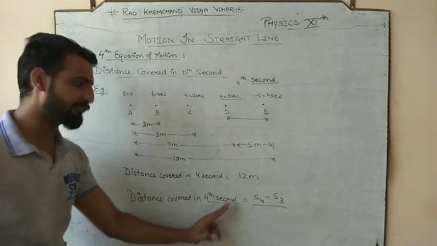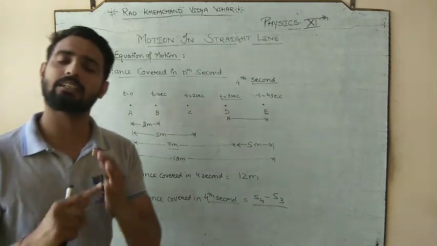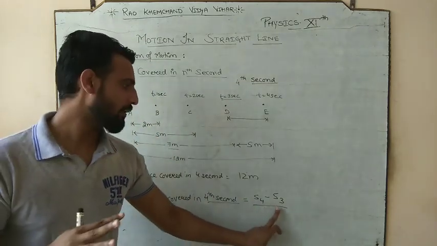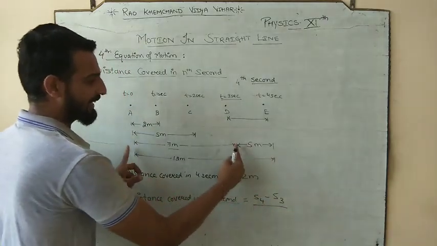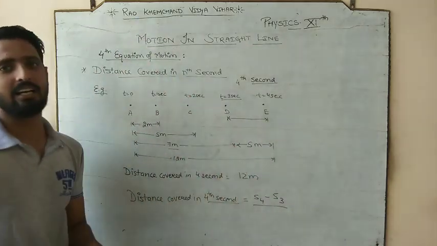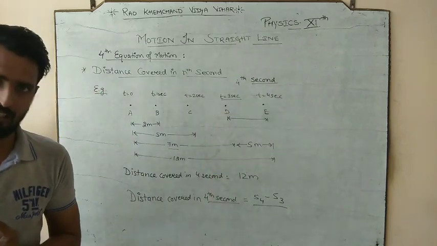Distance covered in the 4th second, चौथे सेकंड में कितना डिस्टेंस कवर किया, is equal to 4 सेकंड में कितना किया minus 3 सेकंड में कितना किया. So distance covered in 4 seconds minus distance covered in 3 seconds, that remainder gives us the distance covered in the 4th second. चौथे सेकंड में कितना किया.